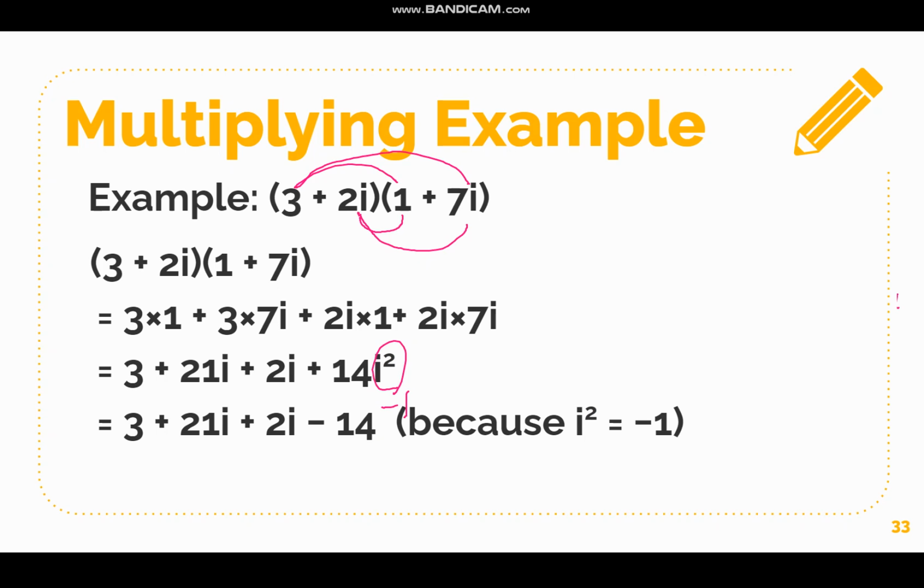And now you combine like terms. What I mean by like terms is that you are going to add real parts and imaginary parts separately. So real parts, 3 and -14, you combine them, you get -11. When you combine the imaginary parts, which are the 21i and 2i, you will get 23i. Again, real parts, combine them together, I got -11. And imaginary part, I combined them together, and I got 23i. So that should be my final answer.